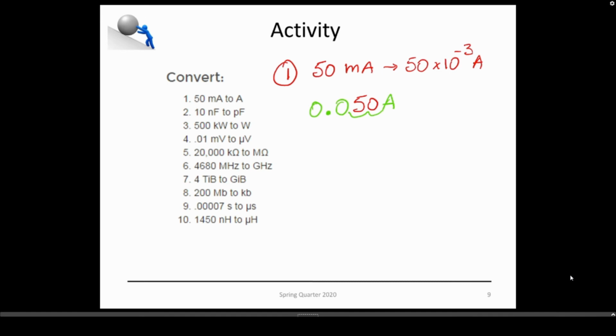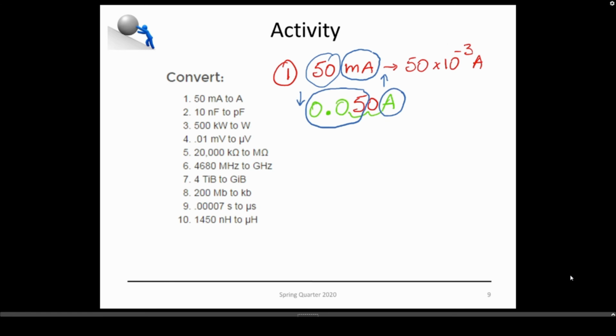It's your answer. How do you know that this is correct? Well, notice here that my unit is milli, and I'm going to amps, which is a bigger unit. That means that my number needs to be smaller. And it is, because the first one is 50, and now my answer is 0.05. So I'm on the right track.